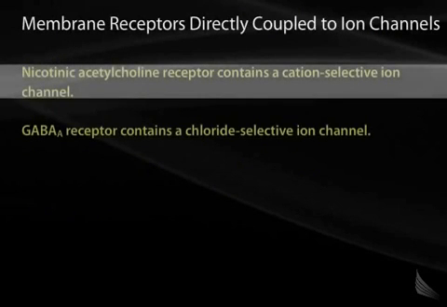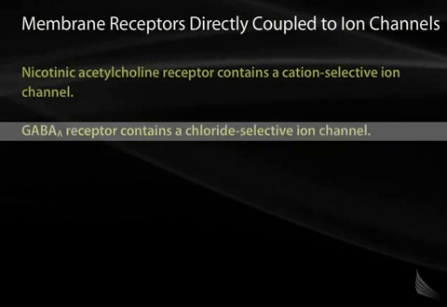The nicotinic acetylcholine receptor, which we briefly talked about, is a cation selective ion channel, whereas the GABA-A receptor is a chloride selective ion channel.